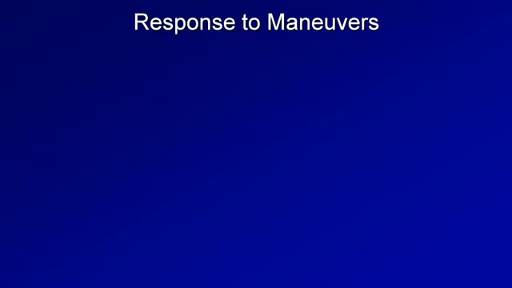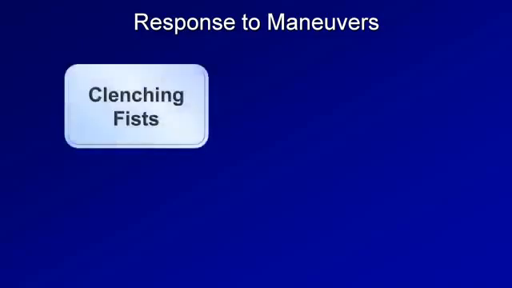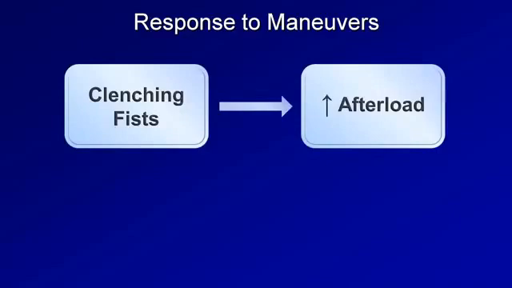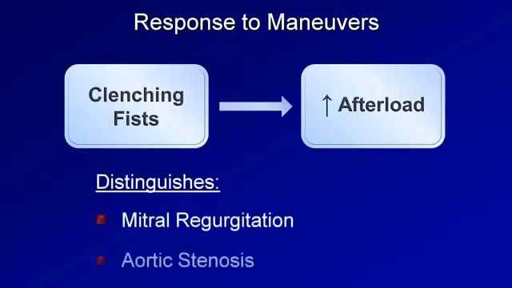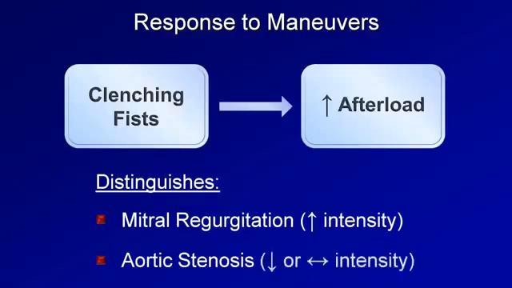As just one example, asking a patient to clench their fists will increase afterload. Increasing afterload will help to distinguish mitral regurgitation from aortic stenosis. In MR, with higher afterload, more blood will preferentially go backwards through the mitral valve during systole, and therefore the murmur's intensity can be increased. While in AS, the murmur is either slightly diminished or unchanged.